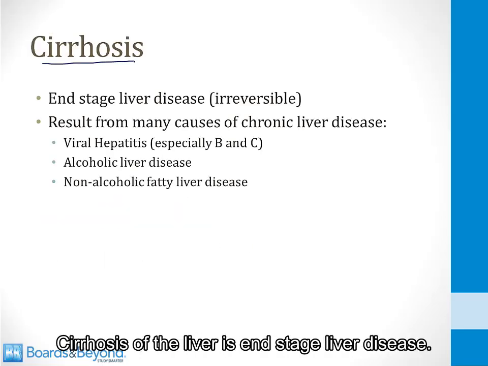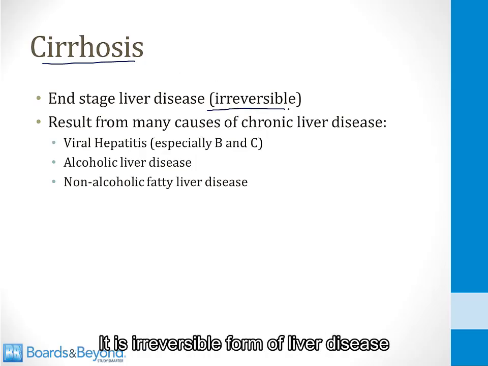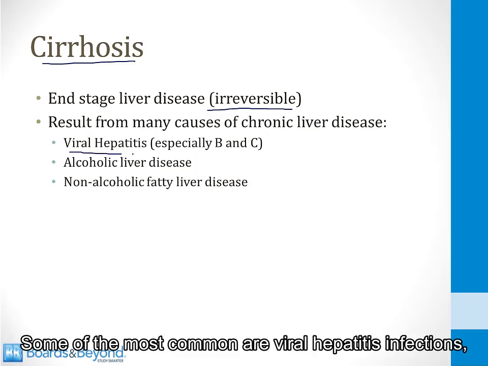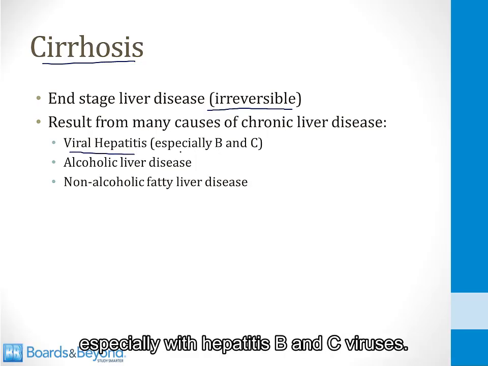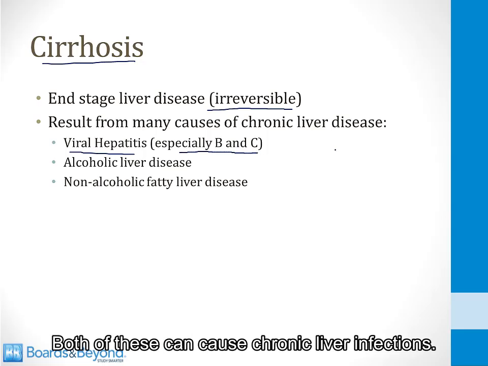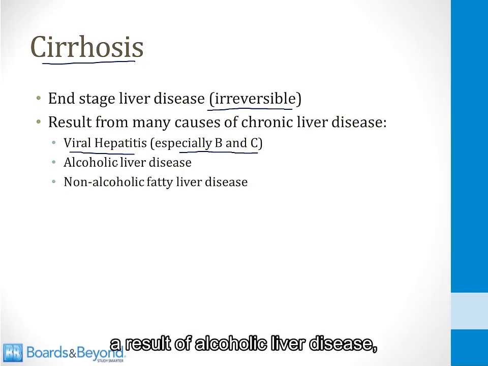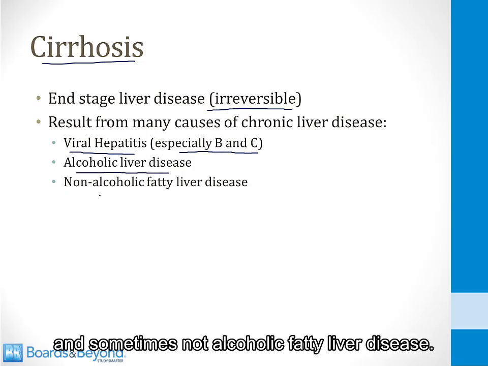Cirrhosis of the liver is end-stage liver disease. It is an irreversible form of liver disease that can result from a number of different chronic liver conditions. Some of the most common are viral hepatitis infections, especially with hepatitis B and C viruses. Both of these can cause chronic liver infections. Cirrhosis is also commonly a result of alcoholic liver disease and sometimes non-alcoholic fatty liver disease.